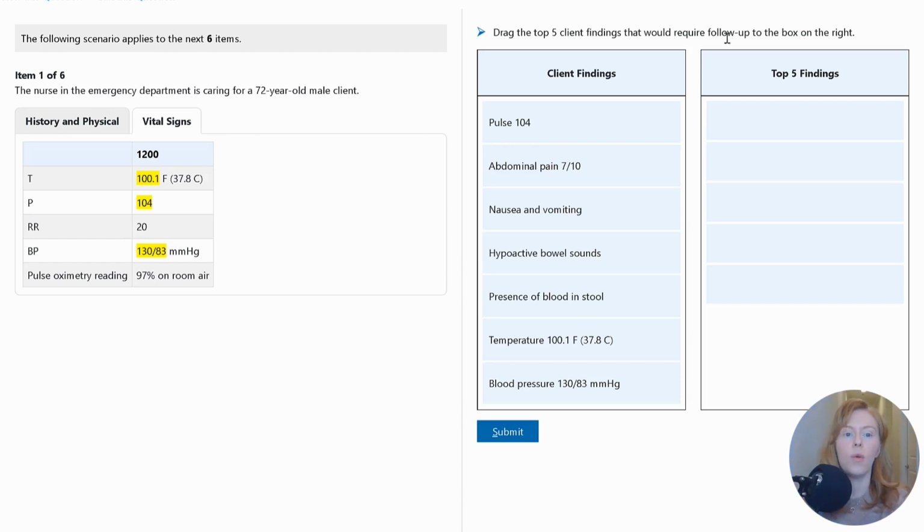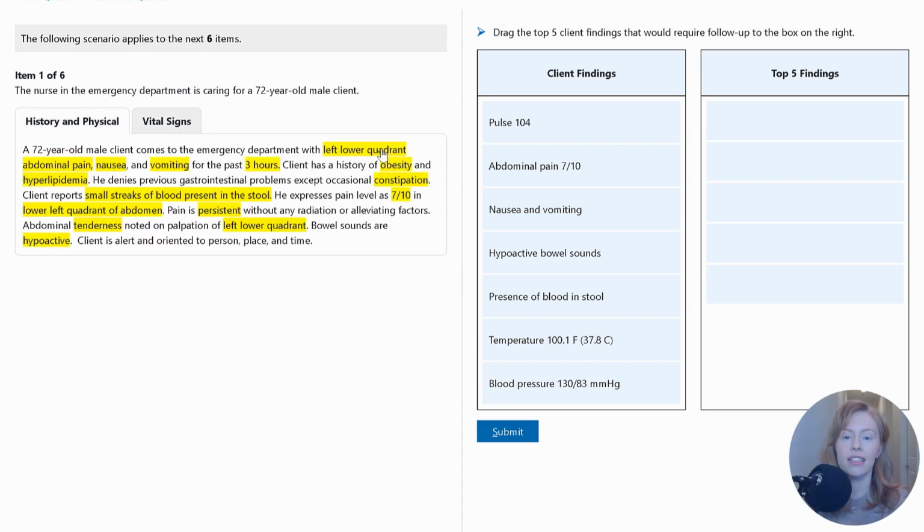So here, we're wanting to follow up on those things that are abnormal, unexpected findings that take priority. These are the top 5 findings, things you can't wait to address. So let's just take these one at a time. So his pulse of 104, that is elevated. I'm not sure yet if that's expected or unexpected. He's got 7 out of 10 pain, so this could be due to his pain. I'm going to hold off on calling that a top 5 finding. I would expect this to improve once his pain is controlled.